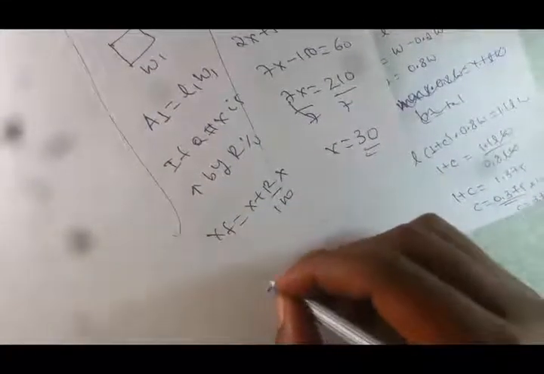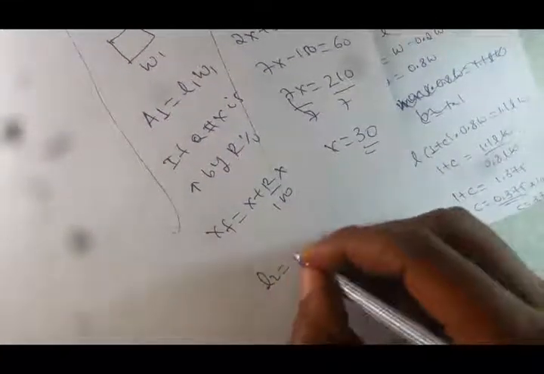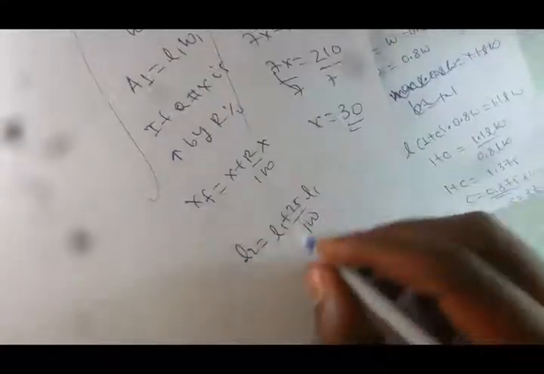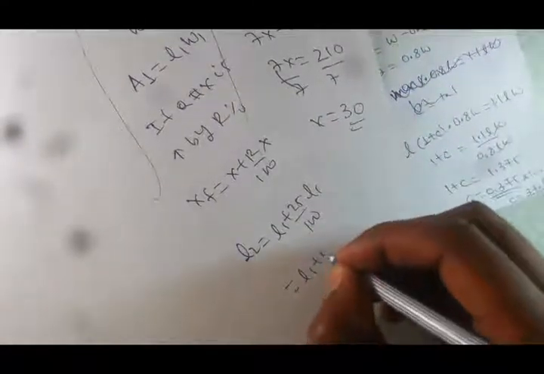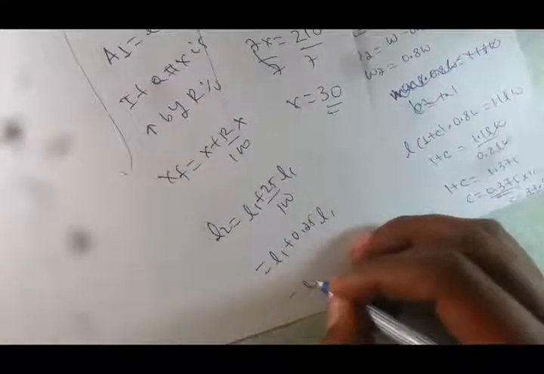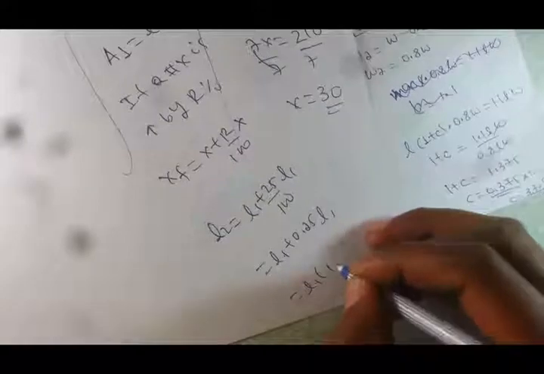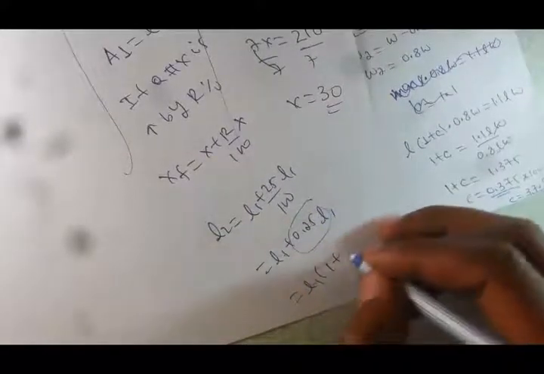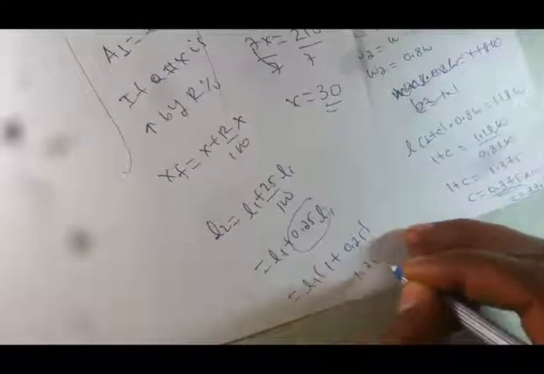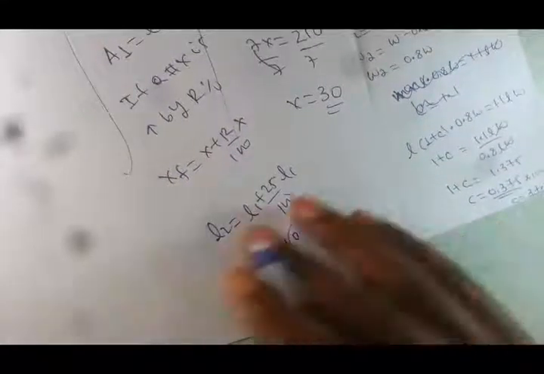And in our case, the length is increased by 25%. That means L2 is equal to L1 plus 25 over 100 of L1. This is equal to L1 plus 0.25 times L1. When we take L1 as a common factor, L1 divided by L1, 1 will be left. 0.25 will be left. This is equal to 1.25 times L1.